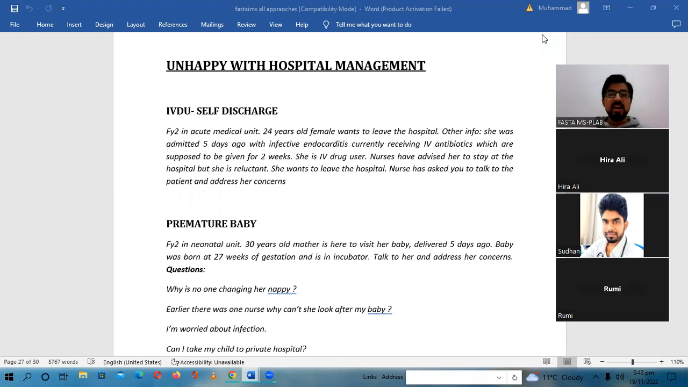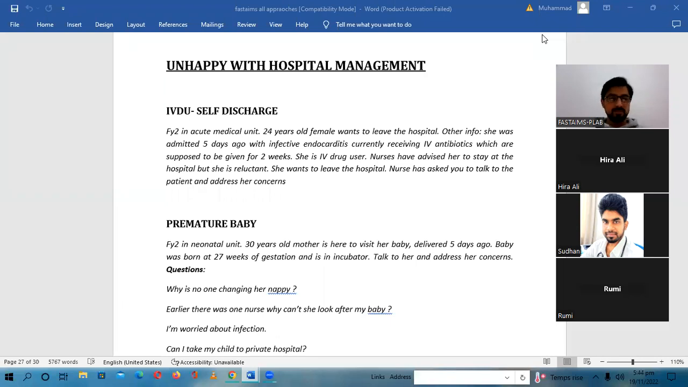This is basically a patient who has been admitted with infective endocarditis, and she's receiving treatment, but she wants to leave the hospital. So we have to explore her concerns: why she wants to leave the hospital, and why she doesn't want to complete the treatment. So you are going to explore her concerns.